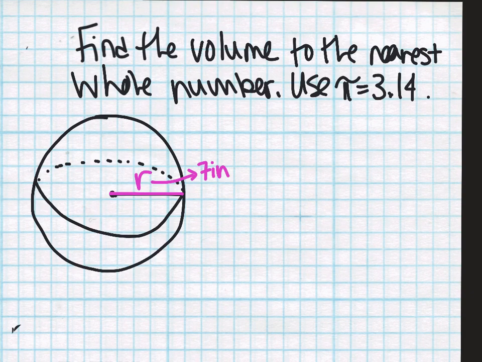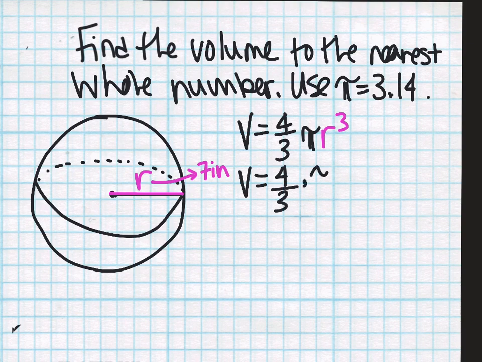So again, first step in all these problems, write your volume formula down. Volume is equal to 4/3 pi r cubed. So I think the volume of a sphere is actually pretty easy because I only have one thing to plug in. So volume equals 4 divided by 3 times pi times the radius cubed. And my radius in this problem is 7.